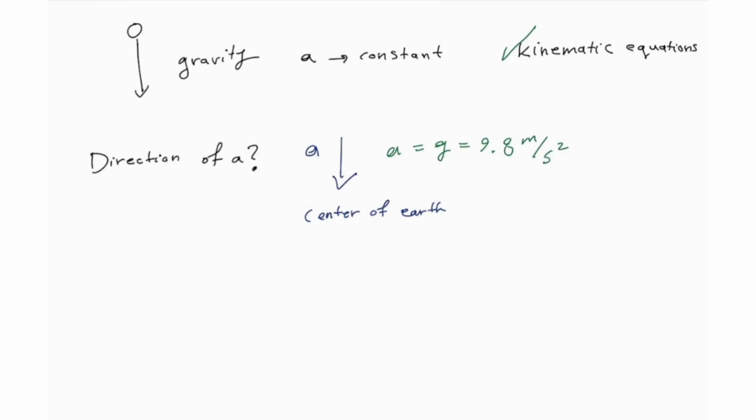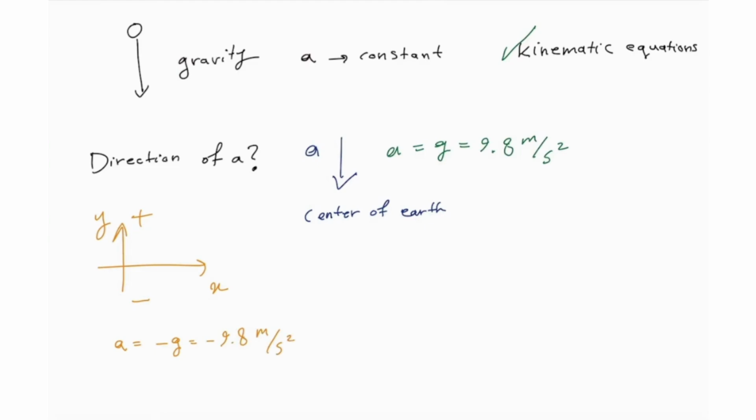But is g positive or is it negative? Note that g can be either negative or positive. It depends on which direction we choose to be positive in the coordinate system. Since we usually take the upward direction to be positive, g is usually negative 9.8 meters per square second in physics problems.